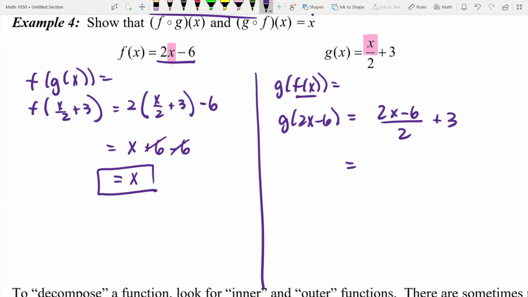You just reduce. See this fraction? Does 2 go into all those things? Yes. So 2 goes into 2 one time, 2 goes into 6 3 times, 2 goes into 2 one time. You don't have to write the one on the bottom. Negative 3 plus 3 gives me an x, and you're done. Are they always going to be equal to x? No. This one just so happened to be.